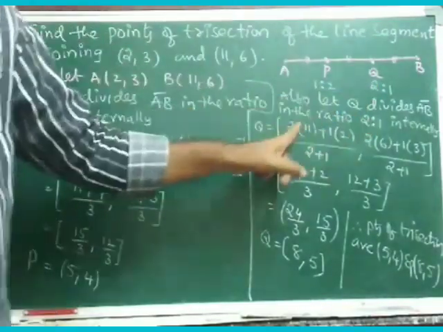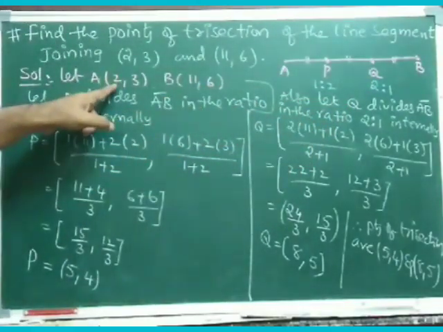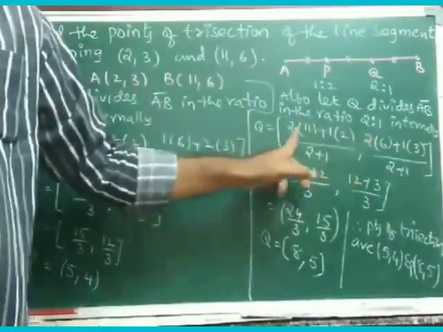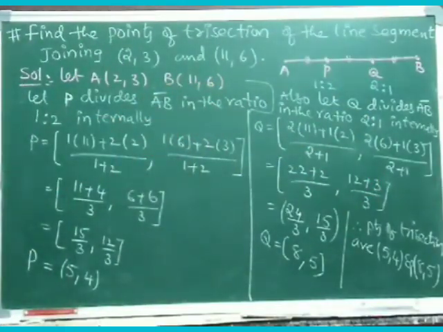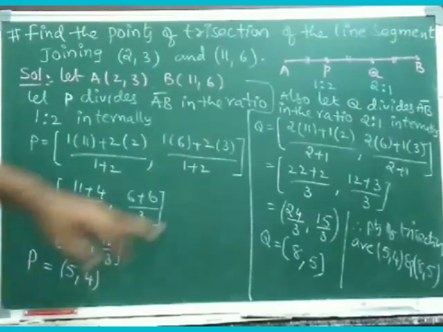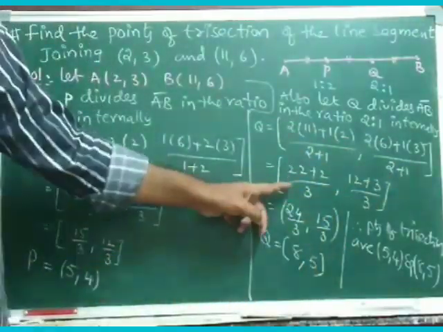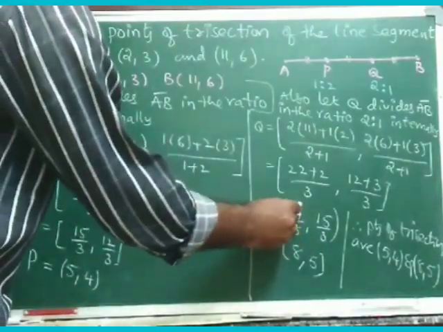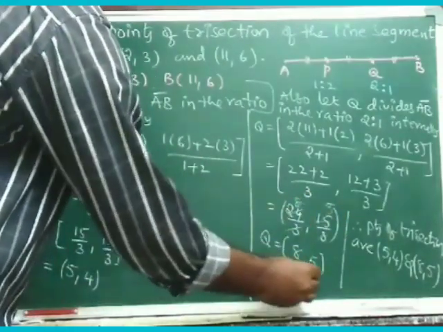So m, that is 2 into x2, 11, plus n, 1 into x1, 2, by m plus n, that is 2 plus 1. Similarly, m, 2 into y2, 6, plus n, which is nothing but 1 into y1, 3, by 2 plus 1. Now 22 plus 2 by 3 and 12 plus 3 by 3. Finally 24 by 3 comma 15 by 3. So 24 by 3 is 8 times, and 15 by 3 is 5 times. Hence, which is 8 comma 5.